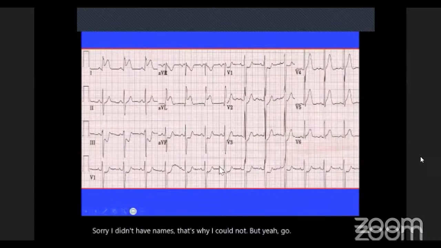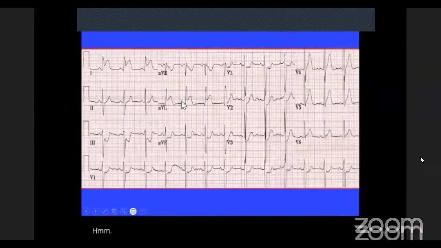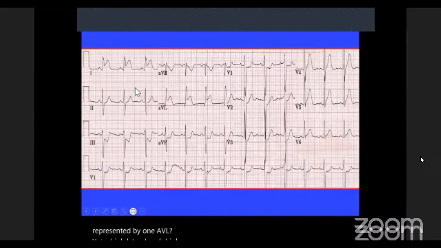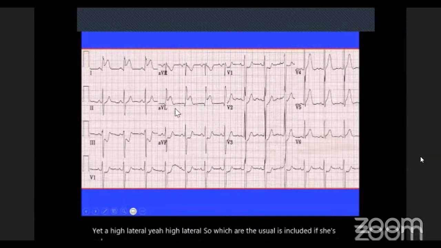So comment, the rate and rhythm looks to be regular. Axis more or less normal. In terms of ST segment elevation, there is ST segment elevation in lead 1, lead AVL, and lead V5, not very obvious there, but lead 1 and AVL. What is this area represented by lead 1 and AVL? Lateral. High lateral. So which artery is usually involved if it's only high lateral? Left circumflex. Excellent.